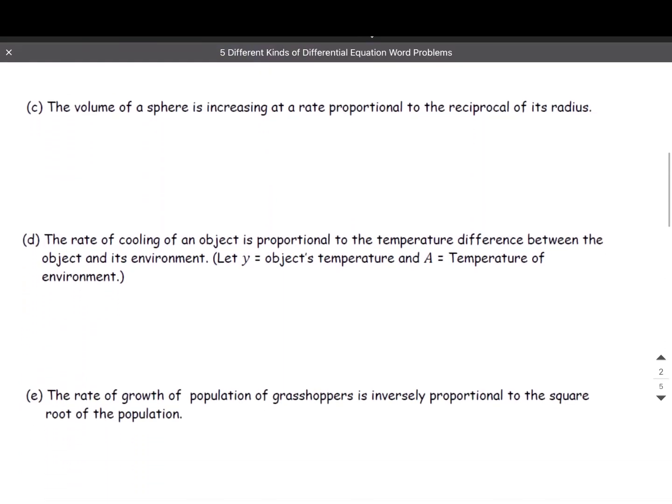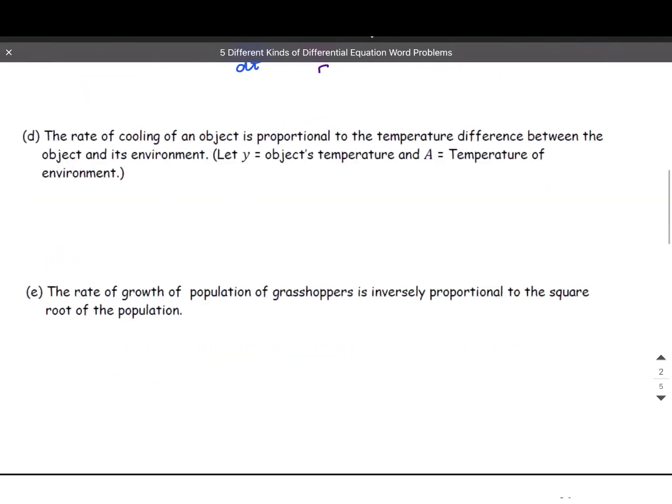All right, let's try another one. The volume of a sphere is increasing at a rate proportional to the reciprocal of its radius. So we're going to use V for volume and r for radius. That makes sense, right? So dV/dt, proportional to equals k, the reciprocal of its radius, so that's 1 over r, or just k over r. So dV/dt equals k over r.